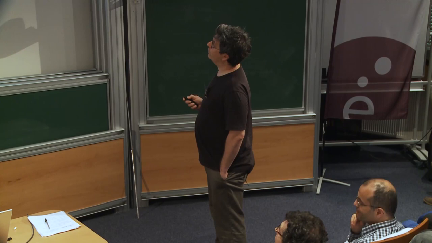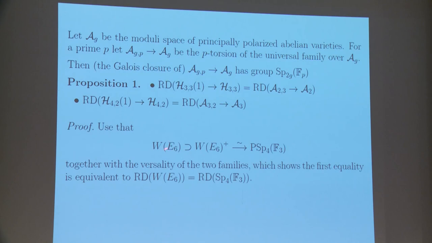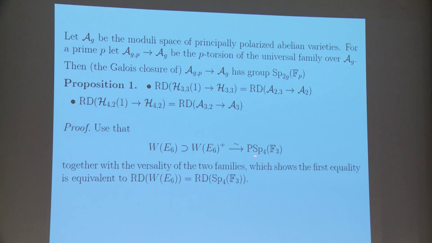So we're doing the first one. Remember here, the monodromy group was W(E6), the Weyl group of E6. This has an index 2 subgroup, which is nearly Sp4(F3). So the covering group here, for genus 2, would be Sp4(F3). But we already saw that the resolvent degree is insensitive to quadratic extensions. So that means the groups on these two sides are related. And in fact, what you show is that both these families are versal.